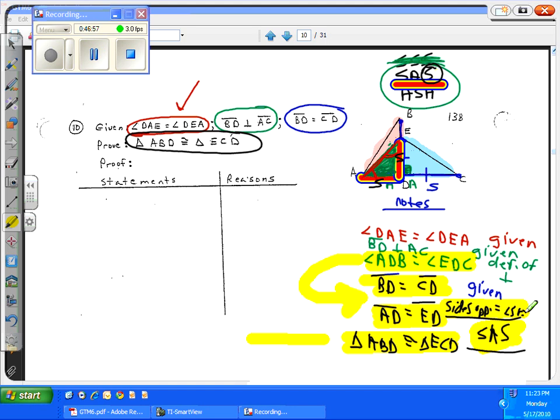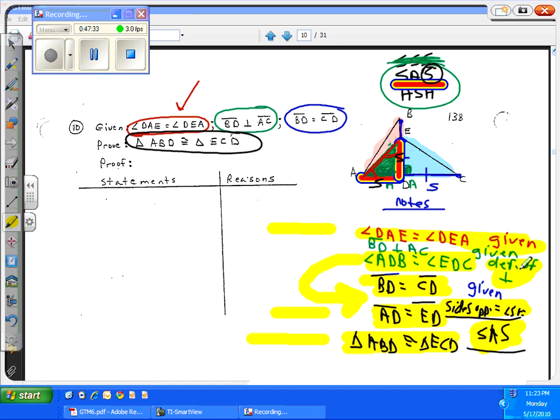Before I can say sides opposite equal angles are equal, I need to know that the angles are equal, and those angles were equal given, and so I needed this statement to make this reason, and that reason's justified, so it's good, that statement and reason. The next needed statement was BD equals CD. The next needed statement was that the angles were equal.